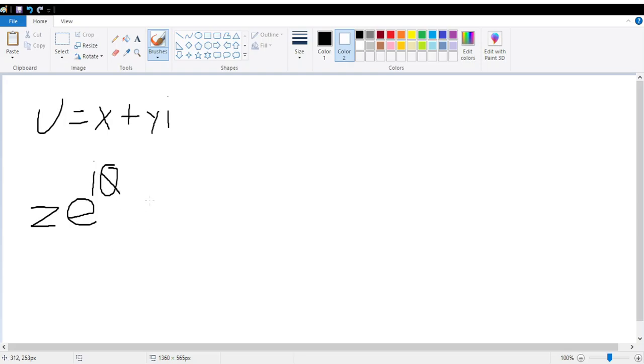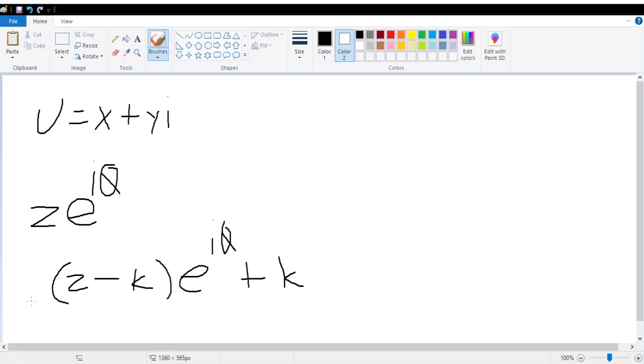If you want to rotate it instead about some arbitrary point k, a complex number, you take z, subtract k, and then multiply by e to the i theta, and then you add k. You want k to be the center of rotation, so you subtract k, and then you move k back to its original position. So that's why you do this operation.